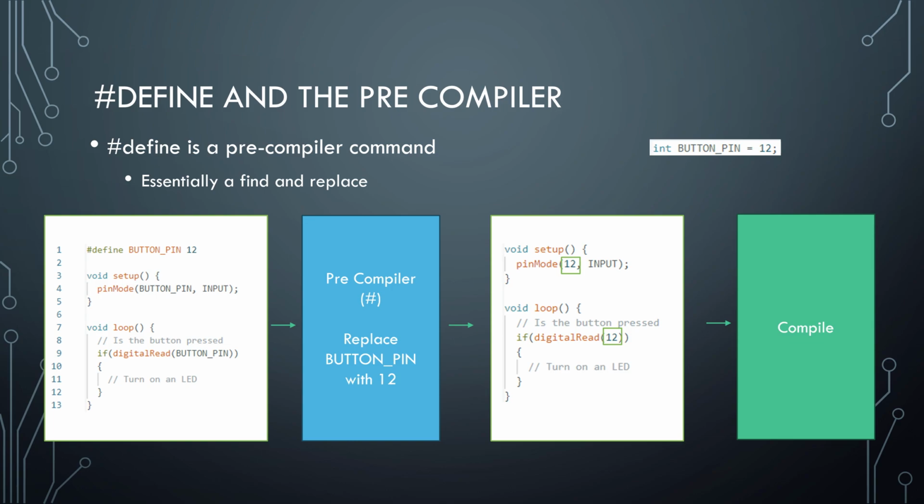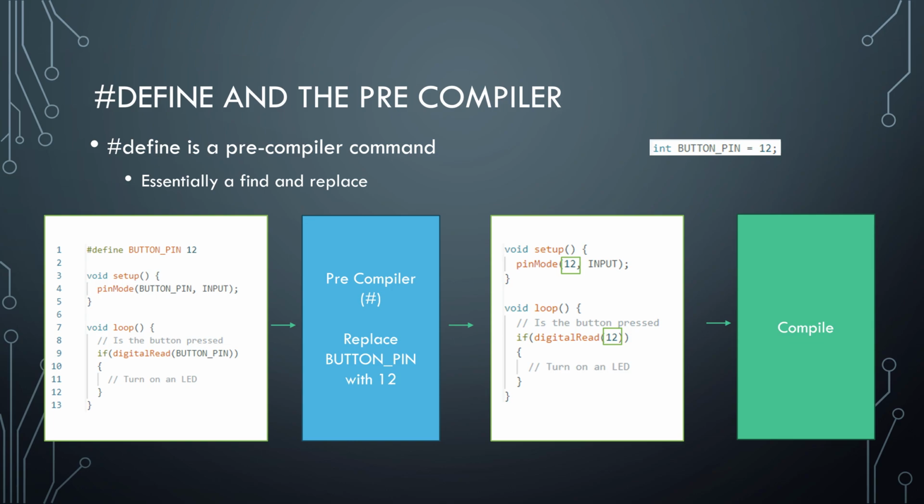Now there are technical reasons why we would use either this hash define or the integer one that we've used before. In the past we've always said things like int button underscore pin equals 12. Now int is a declaration of a variable type. It actually occupies some memory on the Arduino. It's not a lot of memory. It's going to be about 2 or 4 bytes depending upon the Arduino. Our Arduinos generally have enough memory for what we do.